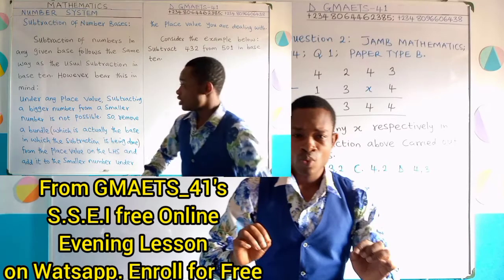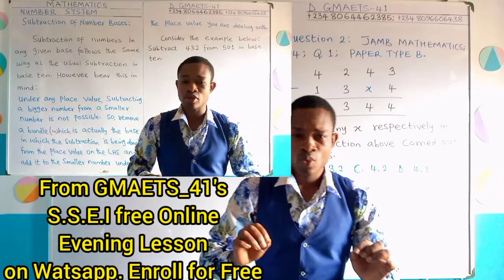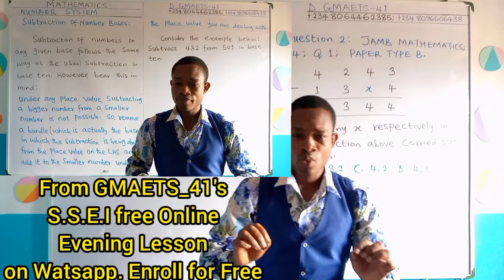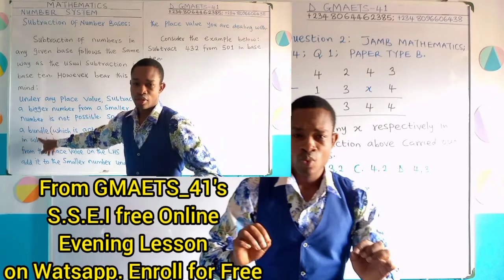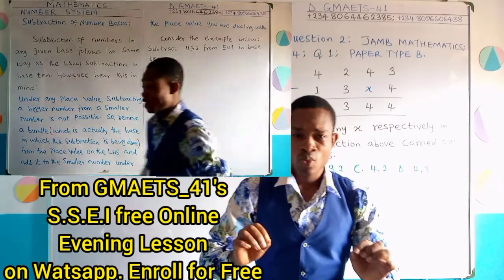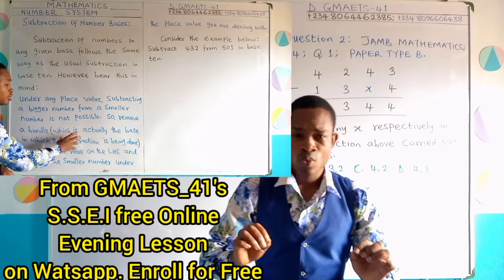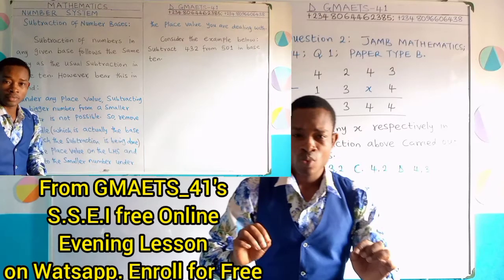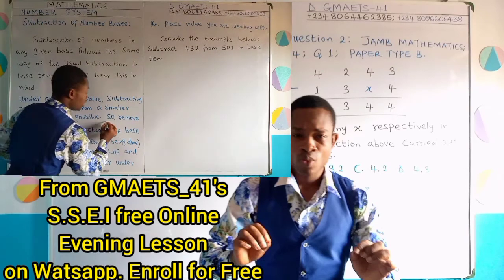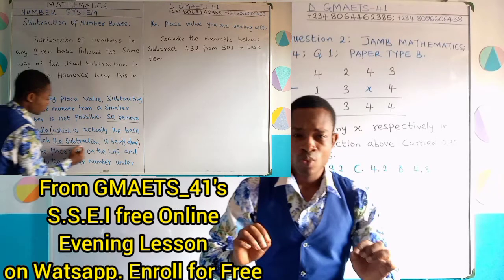So you want to remember this, that subtracting a bigger number from a smaller number is not possible when you are dealing with your place values. And so what do you do? Remove a bundle. Remove, what I said, a bundle. I am going to underline this, very important. Now what does this bundle mean? This bundle is actually the base in which the subtraction is being done. So let me underline this, very important.